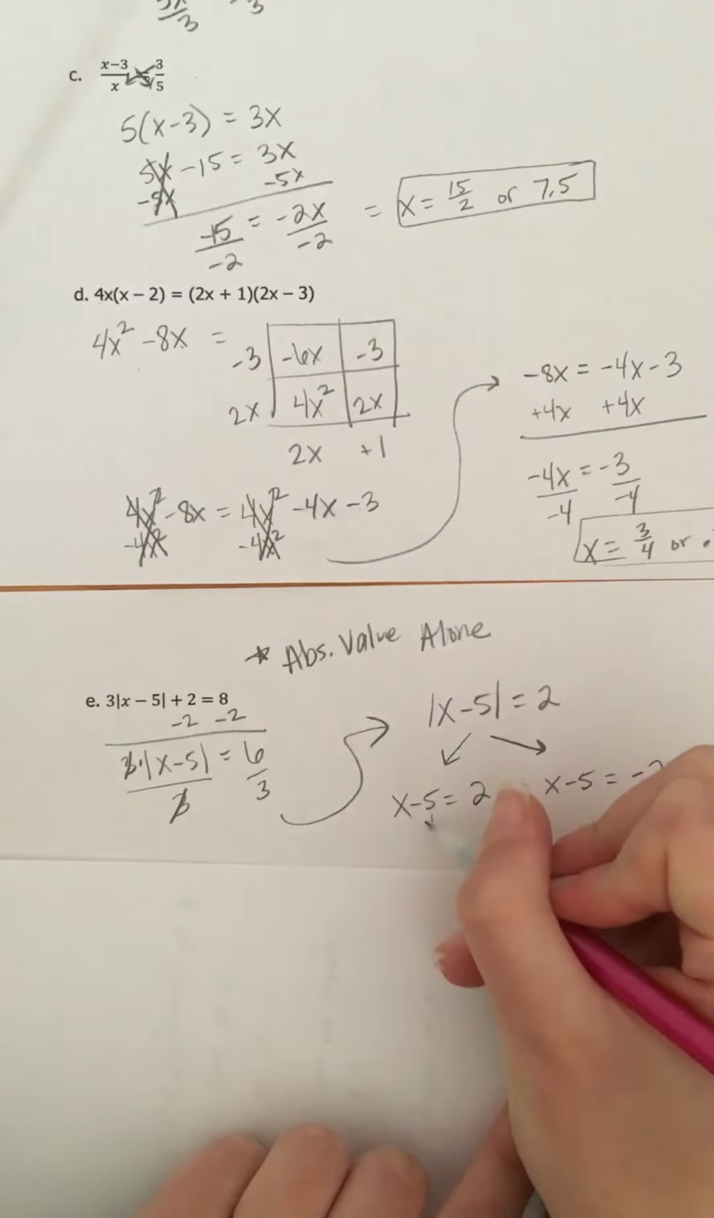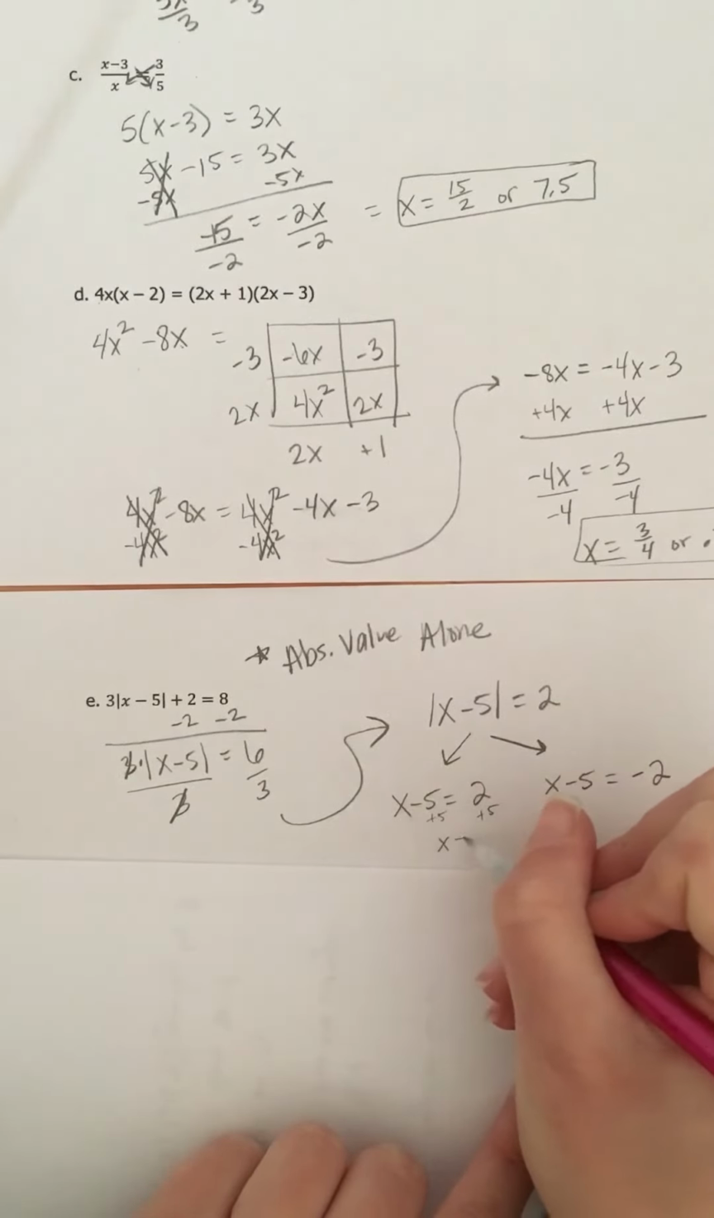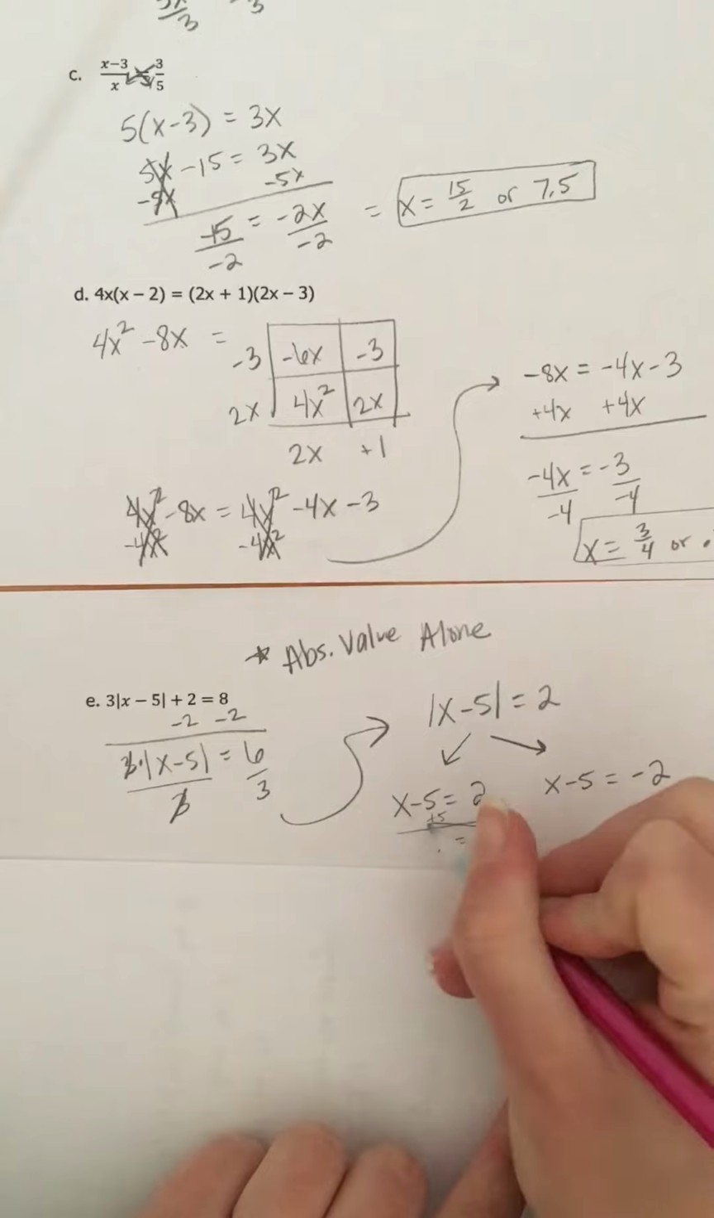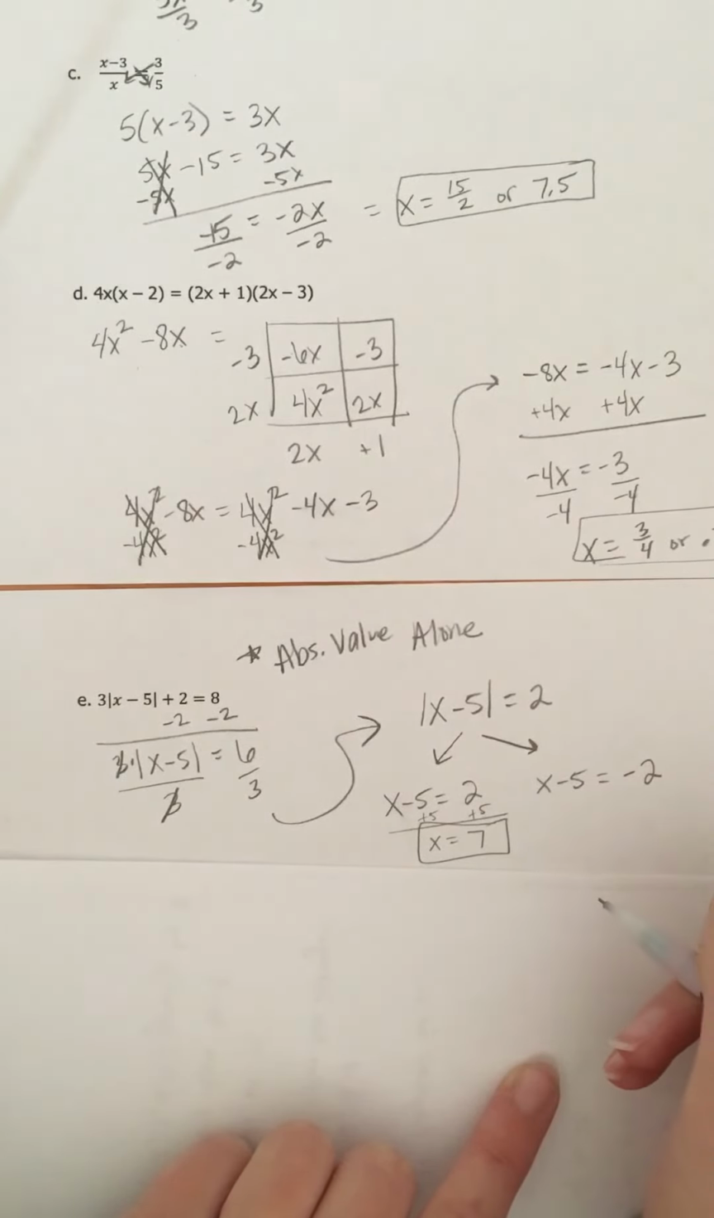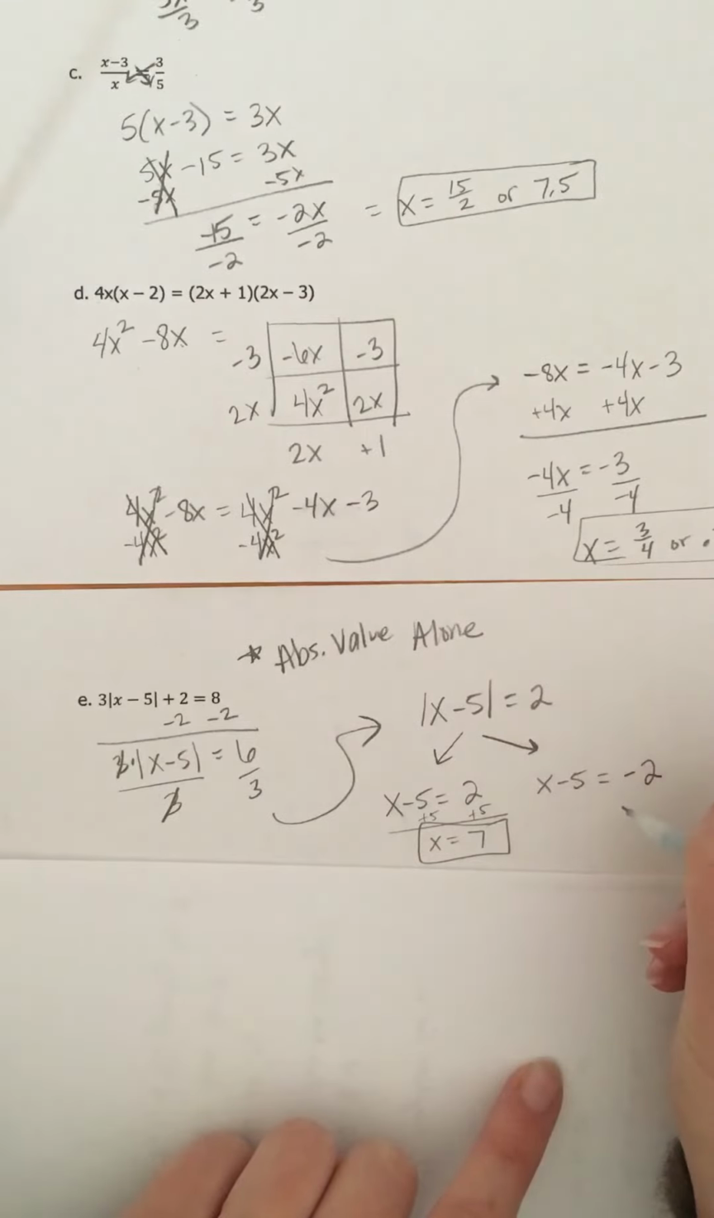So if I add 5, I have x equals 7 as one possible answer, and notice it's not just going to be x equals positive 7 and negative 7. That's not what always happens. So add 5 still in the other equation. I'll get x equals positive 3 as my other solution.